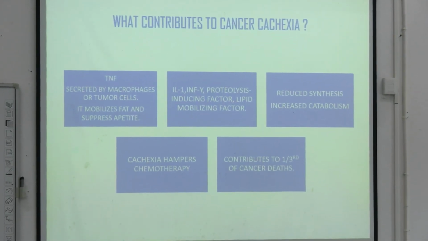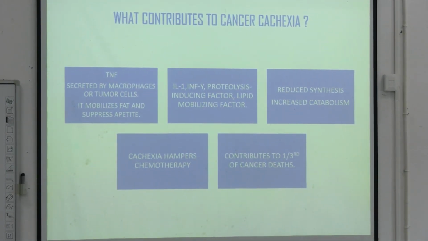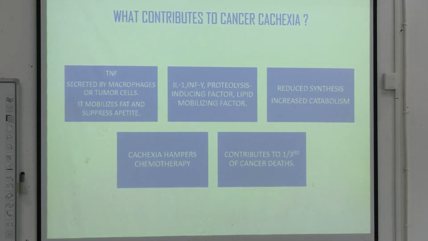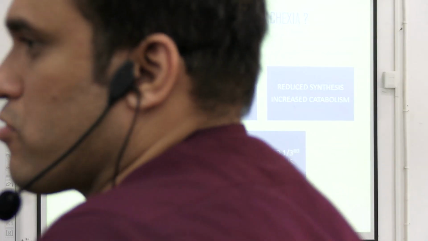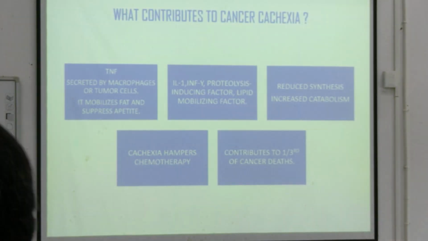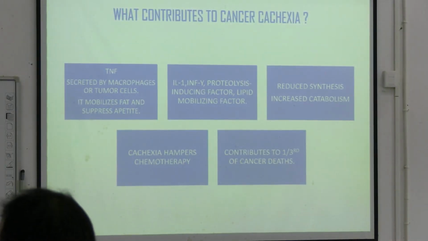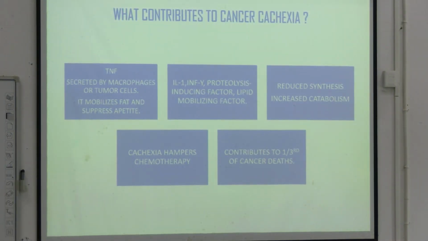But these macrophages also secrete tumor necrosis factor. What it does is it mobilizes fat from the peripheral stores and it suppresses appetite. So tumor necrosis factor plays two parts.